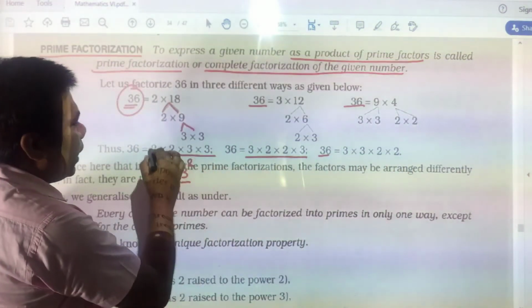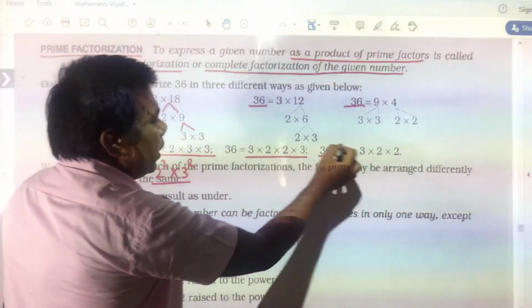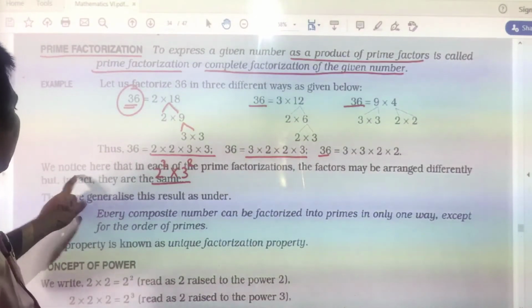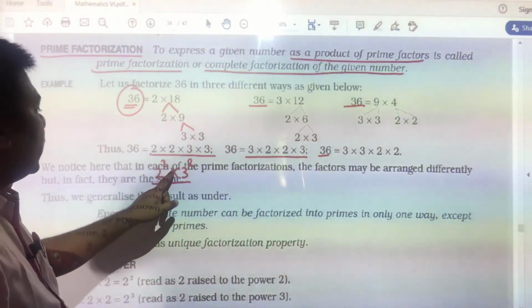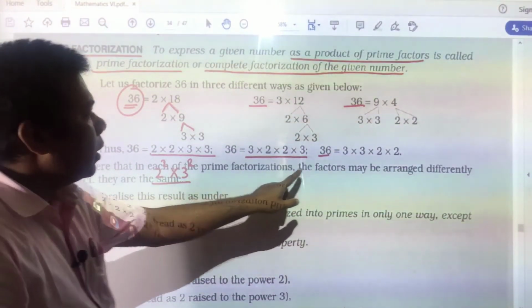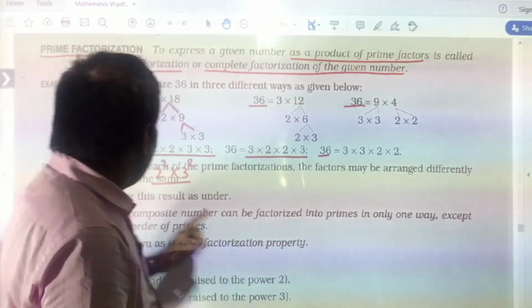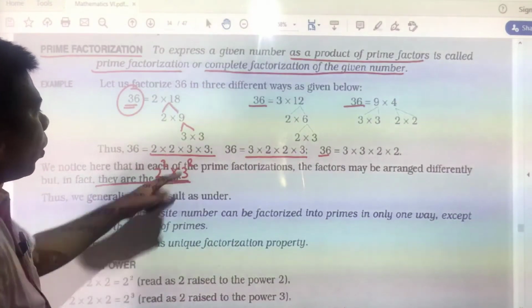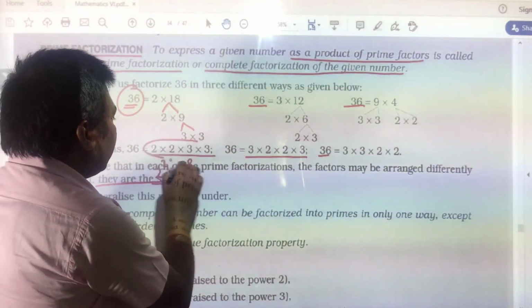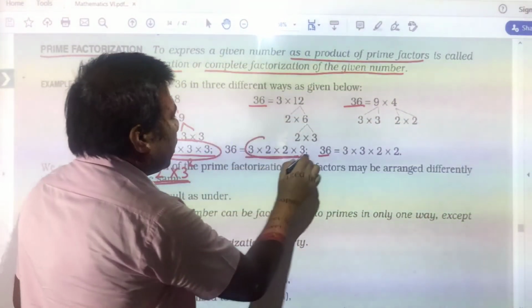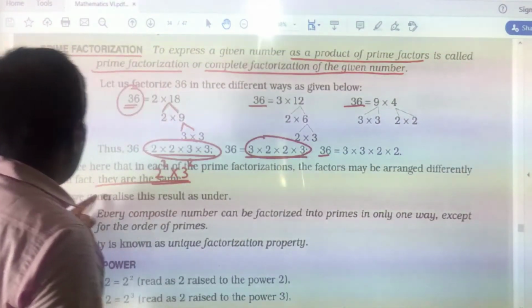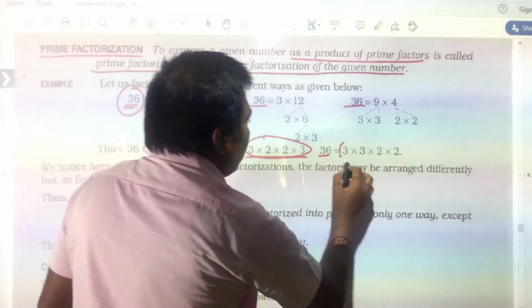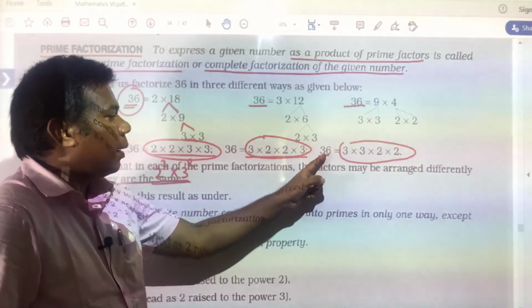The same thing can be written in a different way. So we notice here that in each of the prime factorizations the factors may be arranged differently, but in fact they are the same. Although they are represented in different ways, lastly they are the same, because if you multiply, you will get the same composite number.